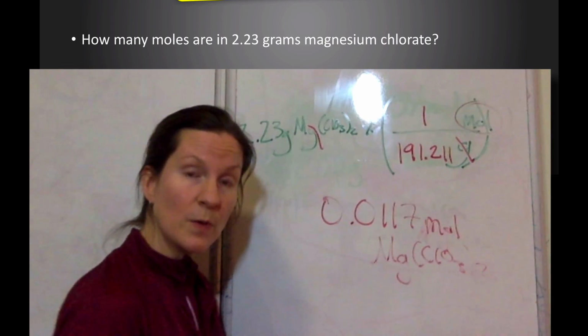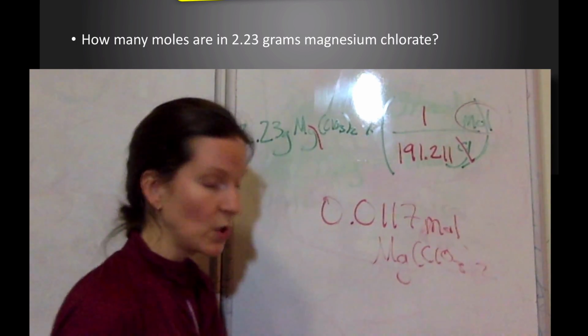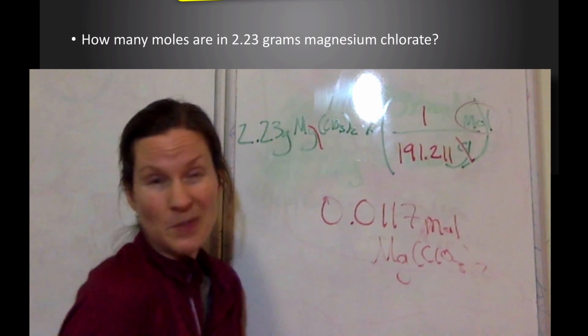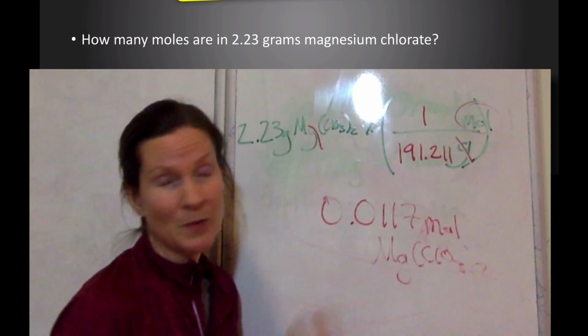So when we have a problem where we're just going from grams to moles or moles to grams of one single compound, we just use the molar mass. It's one single step, one single conversion. Gram to mole, mole to gram, molar mass is your key.